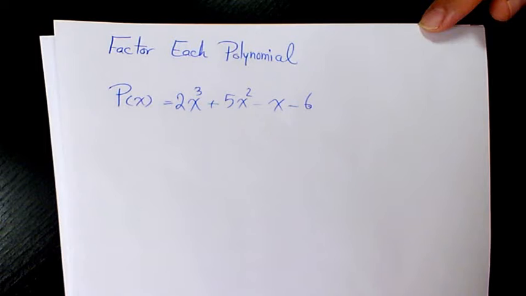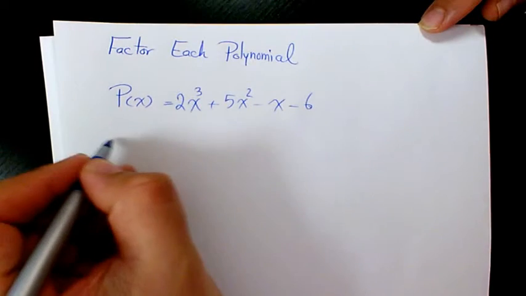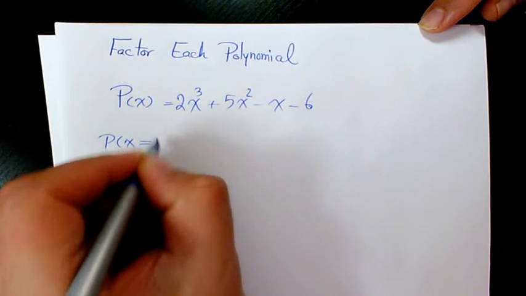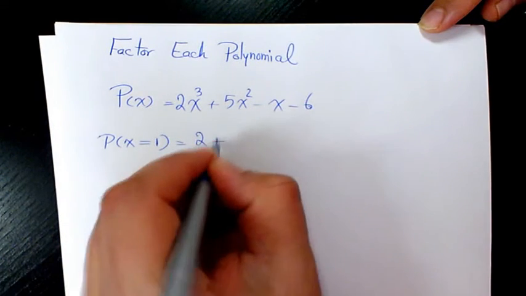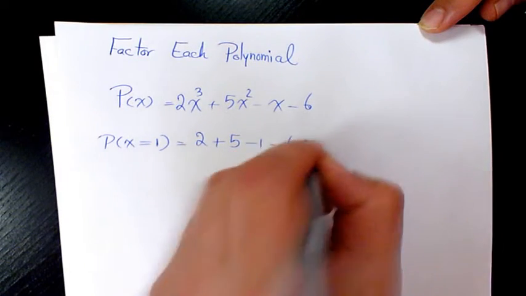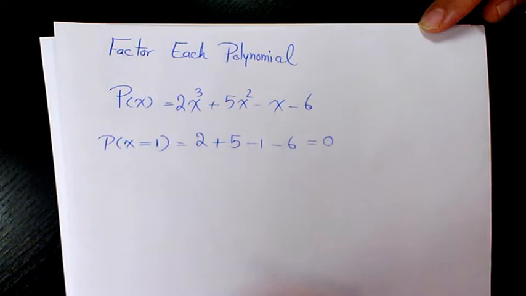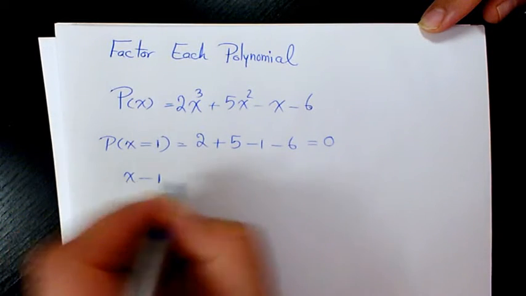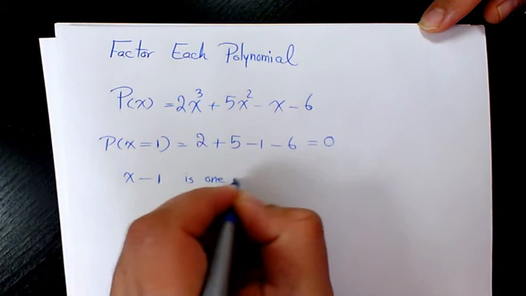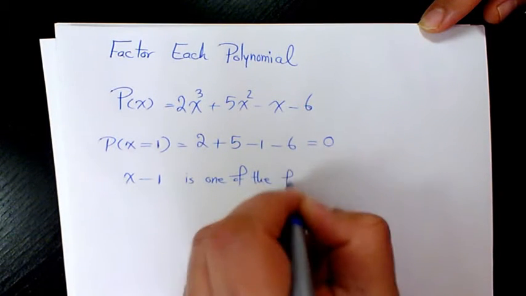First of all, we need to use trial and error to see what the first root of this polynomial is. If you start from, for example, p of 1, the sum is going to be 2 plus 5 minus 1 minus 6, which is 7 minus 7, and that is equal to 0. So it means that x minus 1 is one of the factors.